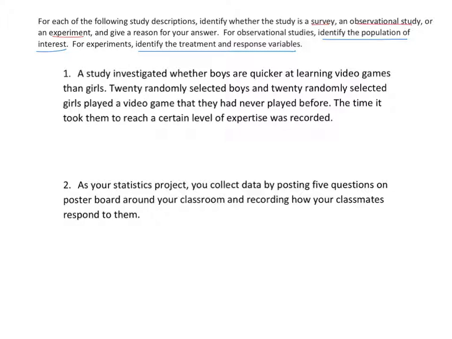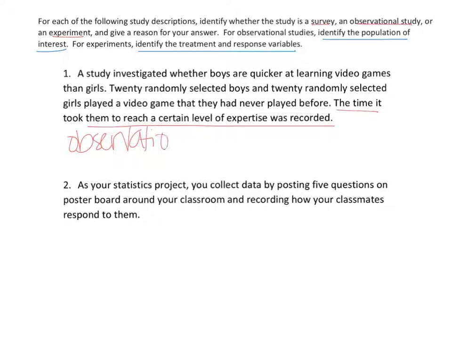Number 1 says a study investigated whether boys are quicker at learning video games than girls. 20 randomly selected boys and 20 randomly selected girls played a game that they had never played before, and the time it took them to reach a certain level of expertise was recorded. Okay, so because they randomly selected people, had them play a game, and then just watched, this whole idea that the time it took them to reach a certain level was recorded means they didn't do anything, they didn't interfere. This would just be an observational study.